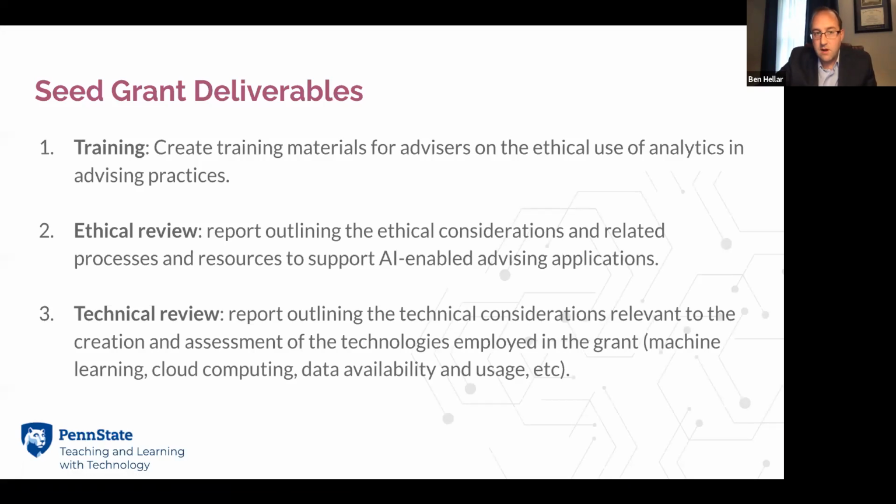And as a part of that seed grant, our objectives were to have 3 deliverables. One was to come up with training materials and packages for advisors so that we could better educate them on the ethical use of analytics in advising. The second thing we were going to do was some research on ethical reviews, come up with a process report outlining what the ethical considerations were related to using predictive analytics. And then third was a technical review talking about the different types of technologies that would be required to actually employ these types of analytics, through machine learning, cloud computing, data availability, etc.